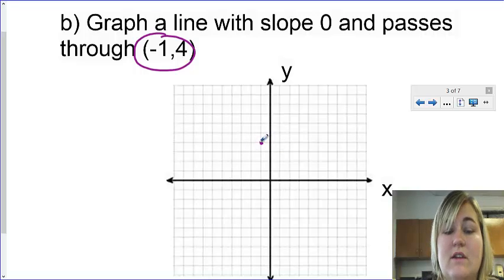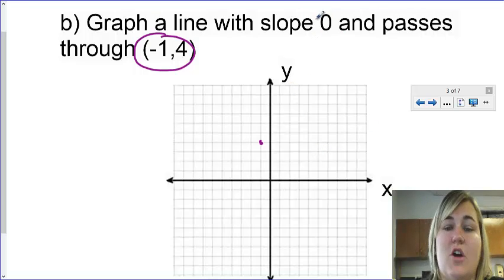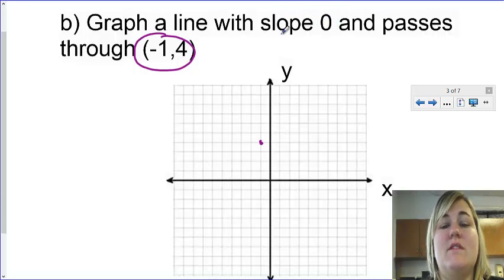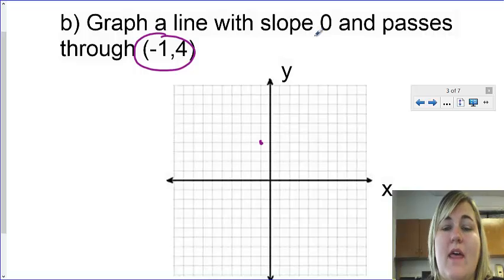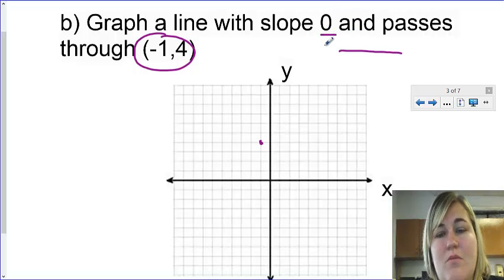So this is my point, and it says that I have a slope of 0. Now, I hope that you remember this is one of our special slopes. There's a slope of 0 and undefined slope. And if we have a slope of 0, I hope you remember that it means that you're going to have a horizontal line.